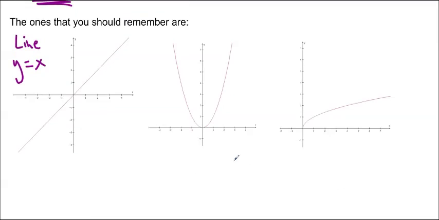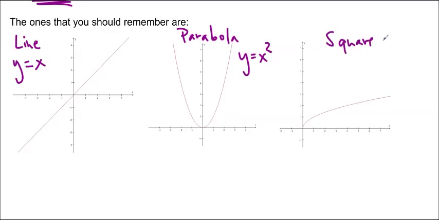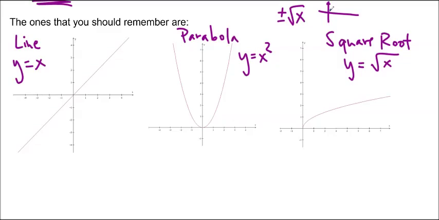For the parabola, we get y equals x squared. For the square root function, y equals root x, and remember when you write root x, this is the positive version, it's not the negative version. If we wanted the negative, we would put plus or minus root x, and it would look like a sideways parabola. So that's not the same thing.